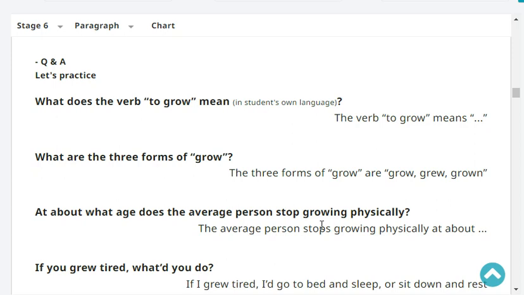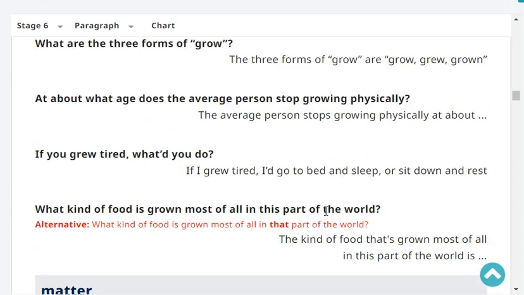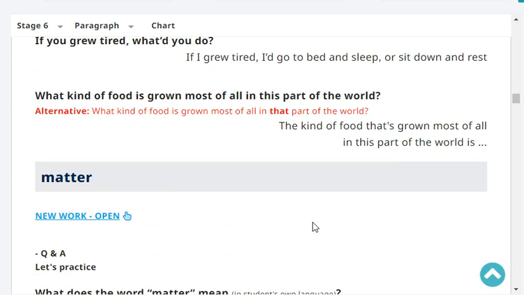At about what age does the average person stop growing physically? The average person stops growing physically at about the age of 20 years old. Very good. If you grew tired, what did you do? If I grew tired, I go to bed and sleep or sit down and rest. Right?